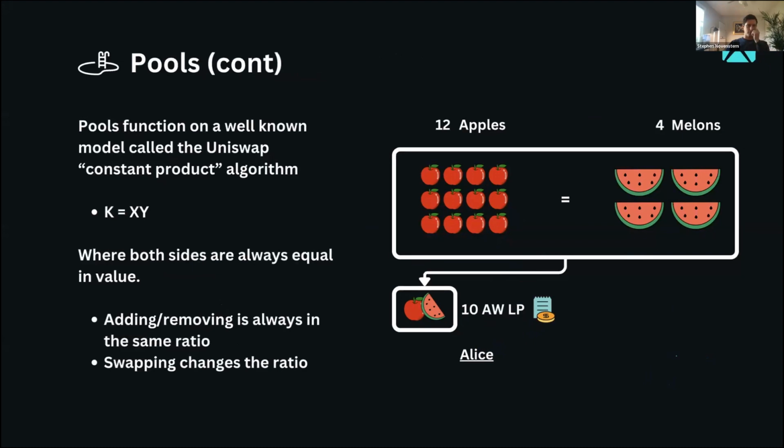So just for base level understanding, pools function on this well-known model called the Uniswap constant product algorithm. The total of the pool, 12 times 4, 48, would stay the same when the swaps happen. Basically, 48 would still be the product. This is true even when adding and removing happens in the same ratio.